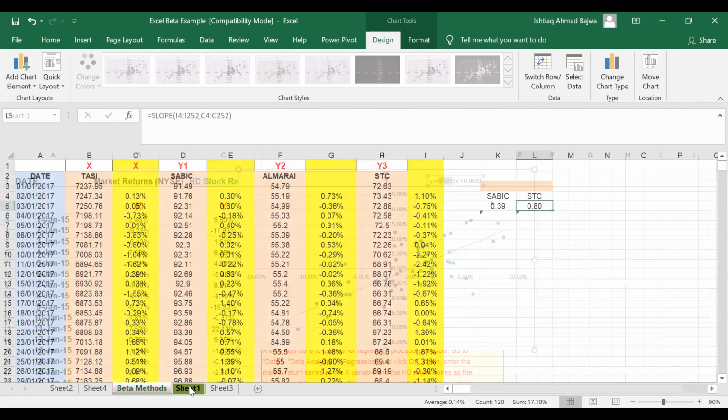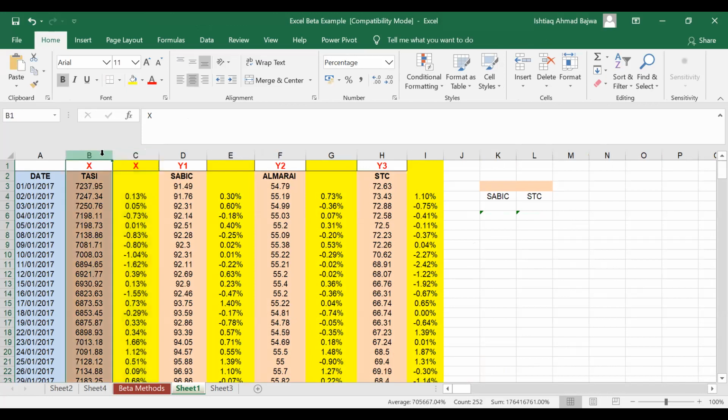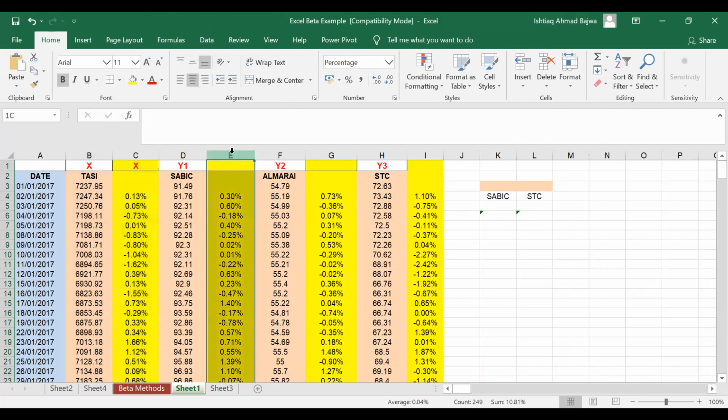Okay, here you can see sheet 1. In sheet 1, there are X and Y given for the Saudi market, Tadawul, this is TASAI. These yellow boxes are the returns and the red boxes are the prices. We always work on return. Then we have SABIC, we have Al-Marai, we have STC. You can do it yourself.